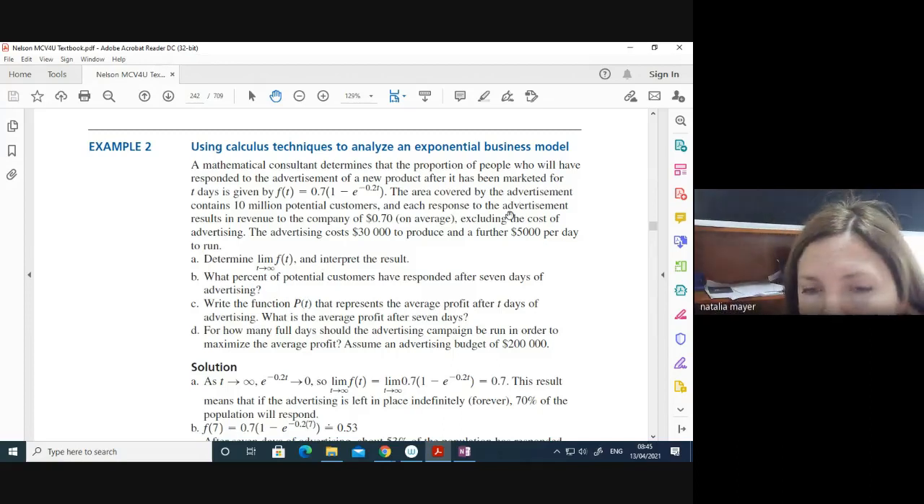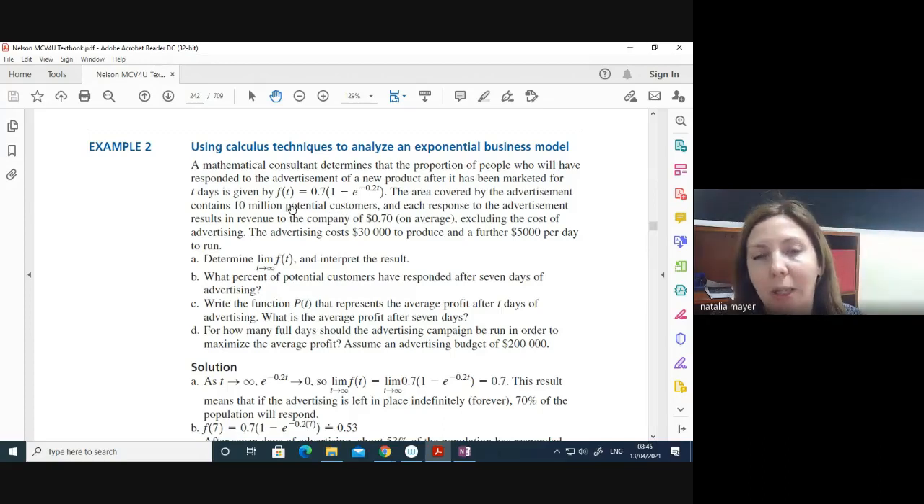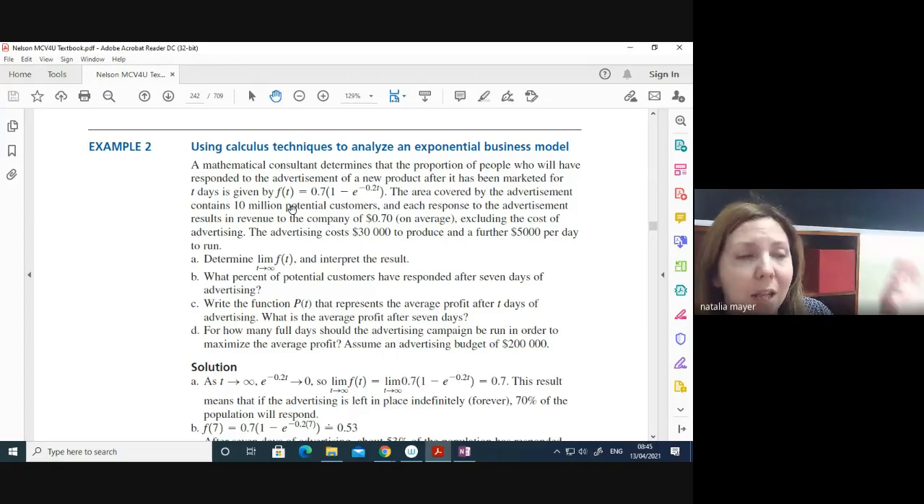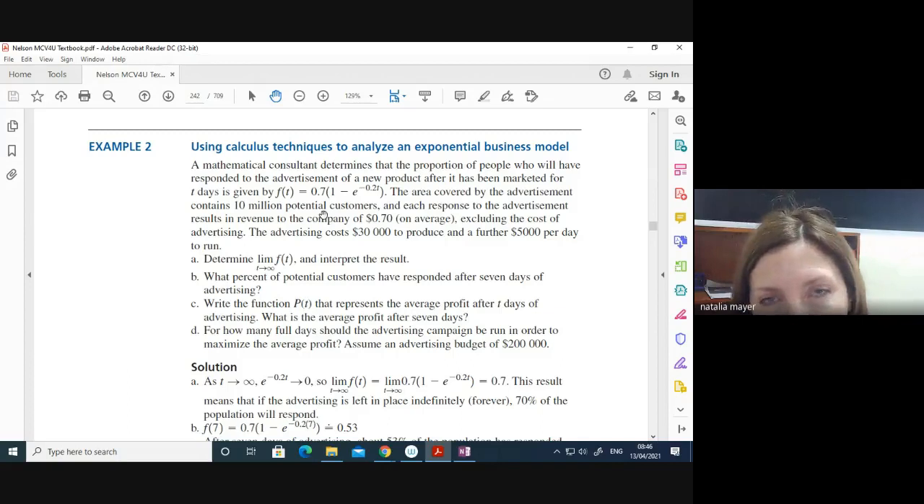That's why, if you can see here, they say that the area covered by the advertisement contains 10 million potential customers. So this is estimated, of course, very rough. This is how marketing works. Amount of people who live in this area, but not only this, who will actually be interested in the ad and who will potentially respond to it. So it's anyways limited by 10 million, okay?